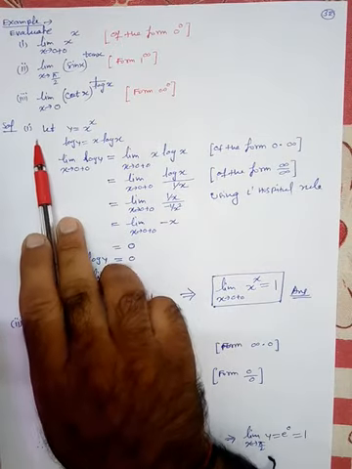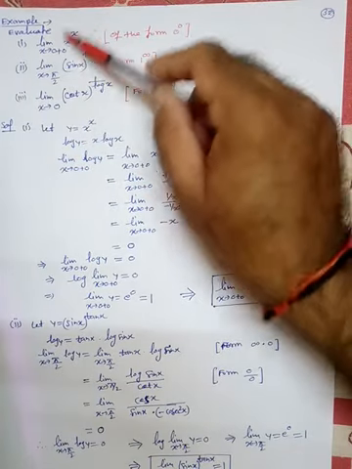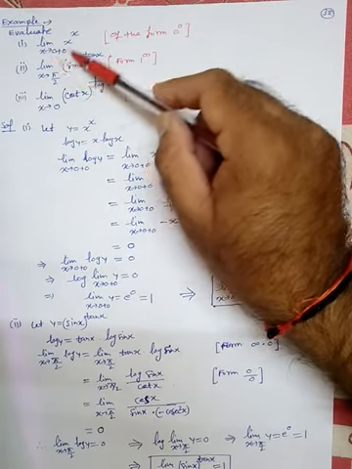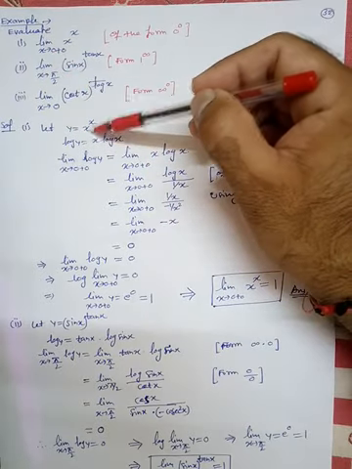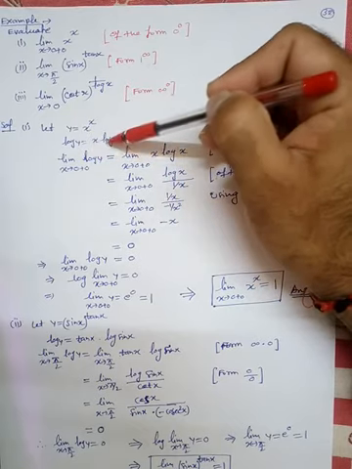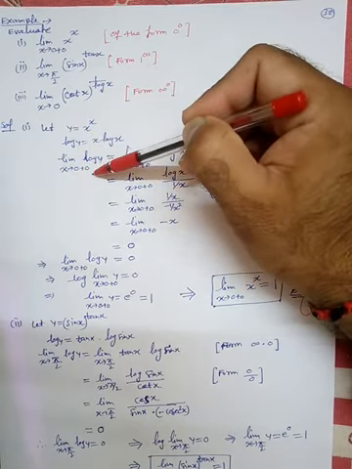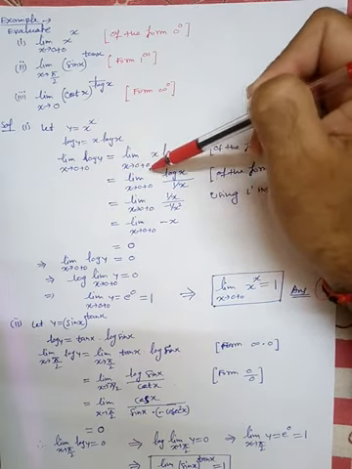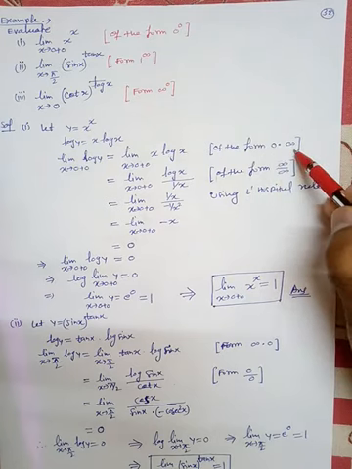Now, first solution of the first part. Suppose y is x raised to the power x. Again, here I am taking the right-hand limit only. Taking log on both sides, log y is equal to x log x. Now taking the limit x tending to 0 plus, limit of log y is equal to limit of x log x, which is of the form 0 into infinity.